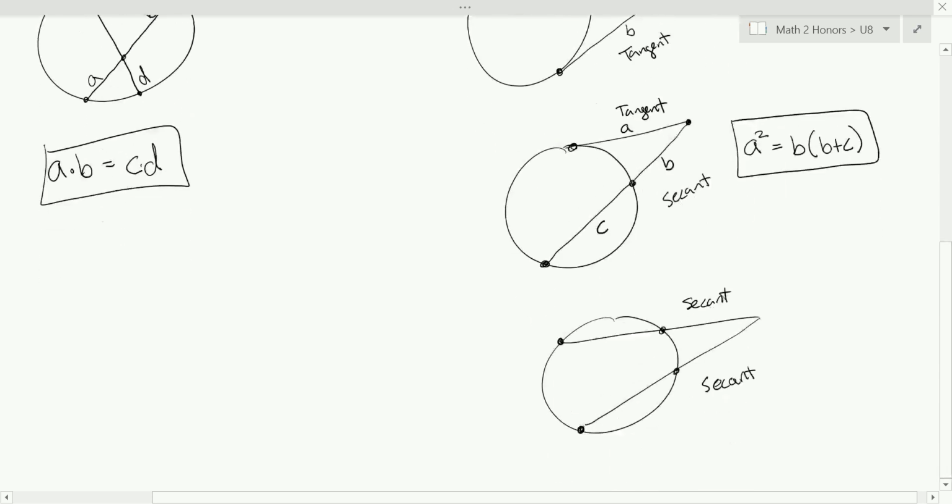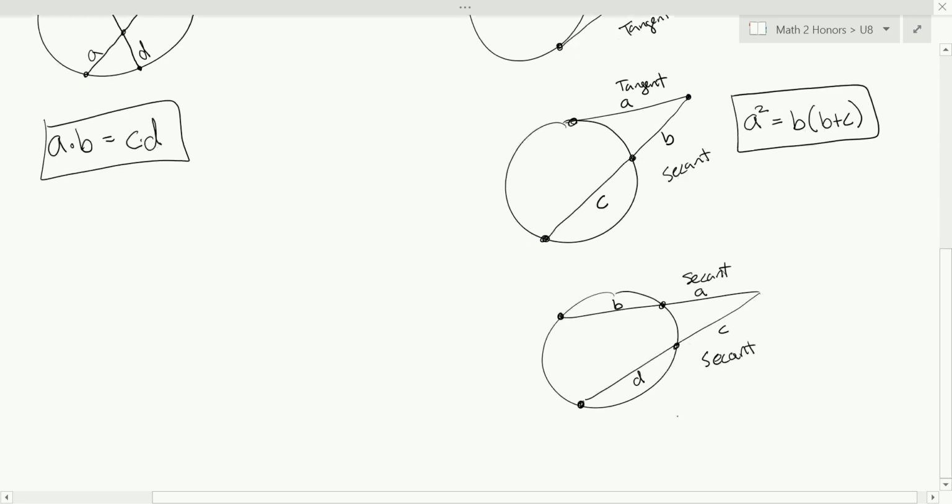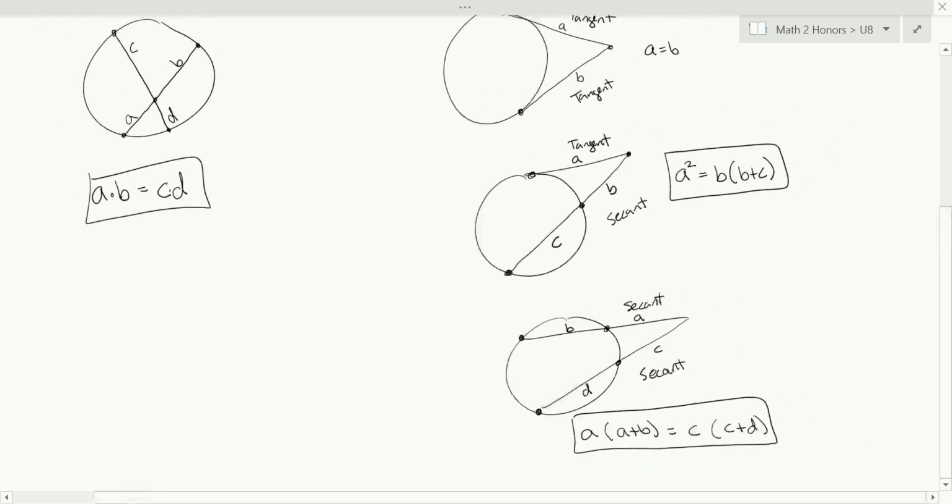And if we have two secants, a secant split into two pieces, we'll call this piece A and B, C and D. The relationship between these side lengths is this, that A times the full length, A plus B, is equal to C times the full length, C plus D. Okay, so there's 3 cases that are new to us. These are the only 3 cases that we're going to have to memorize and be able to work with: 2 chords crossing each other, a tangent and secant case, and then the 2 secants.